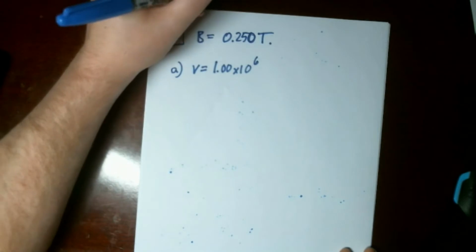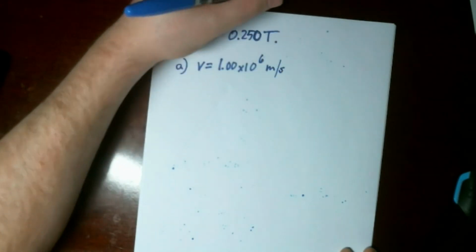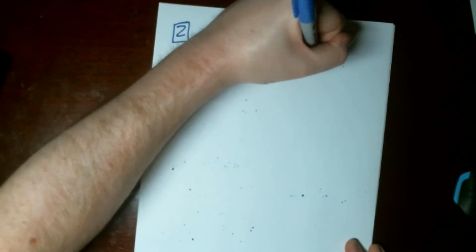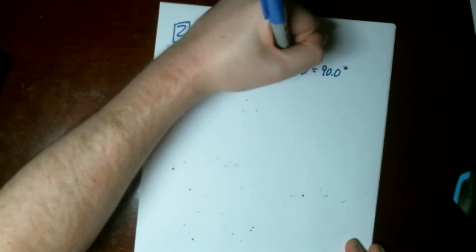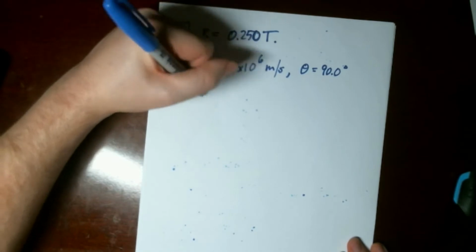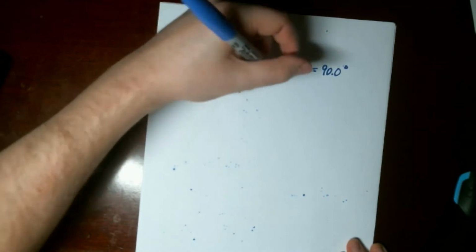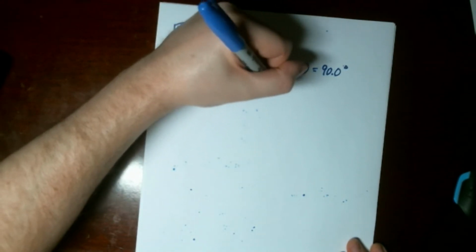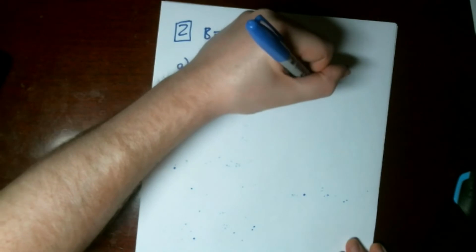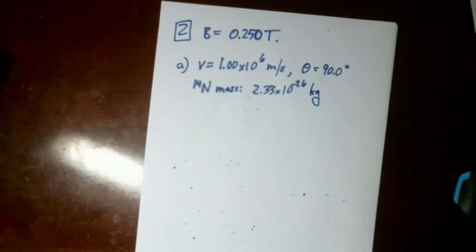That sounds like a really fast speed, but that's a pretty common speed for a charged particle coming out of a particle accelerator or something. Perpendicular to the direction of the magnetic field. In other words, theta equals 90 degrees. And we know that the mass of a nitrogen-14 atom is 2.33 times 10 to the minus 26 kilograms. And we want to find the magnitude of acceleration it's going to feel. So we want to use, ultimately, Newton's second law.